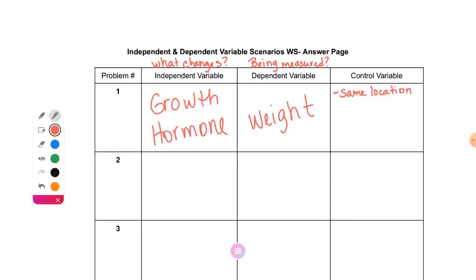Augie, something else? They have to be the same breed of cow? Yeah, the same type of cow. Is that important? Yes. Okay, so we can write breed. That's a better word. I had type. Breed of cow. Because do some cows grow larger than other cows naturally? Yeah, and it wouldn't matter on the hormone or not.